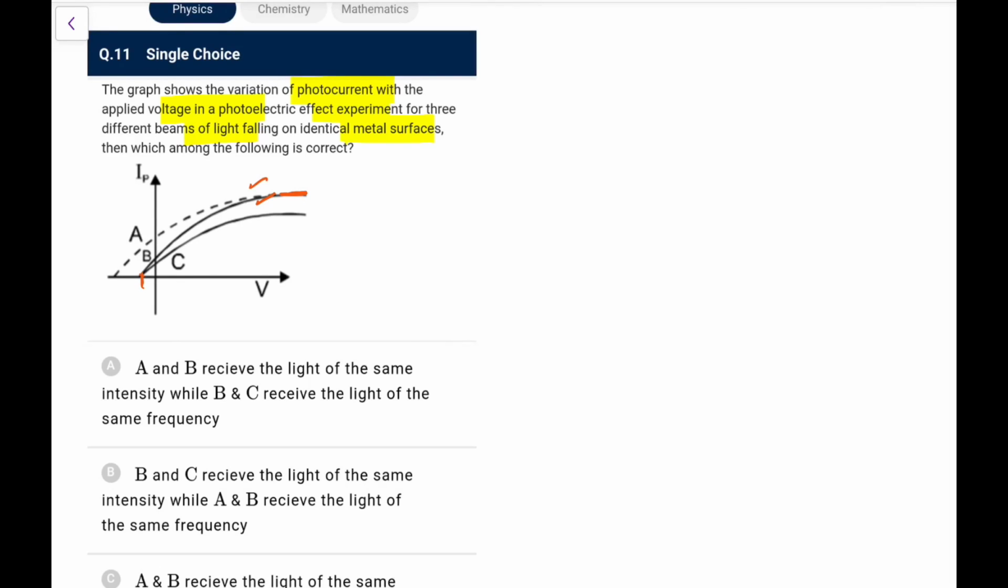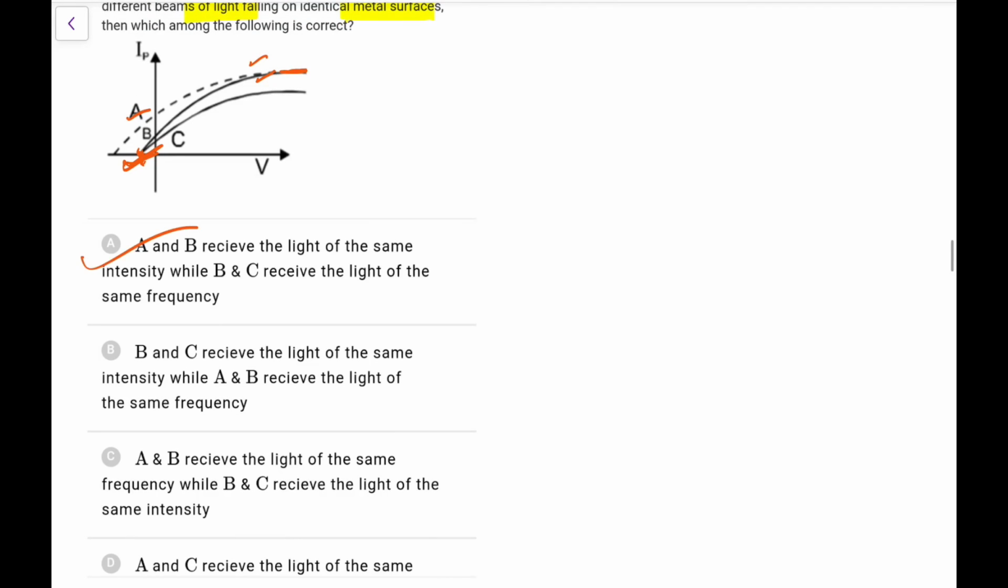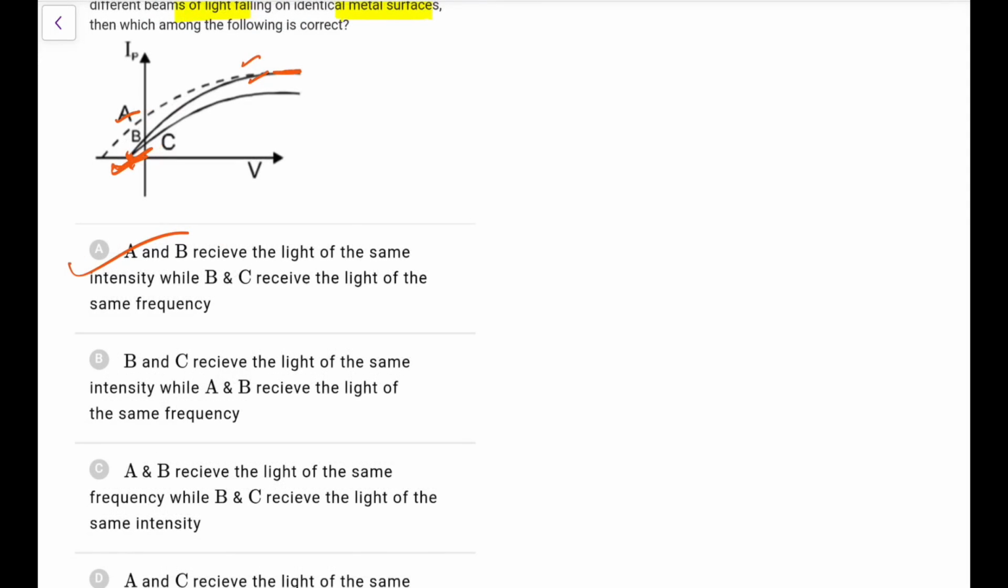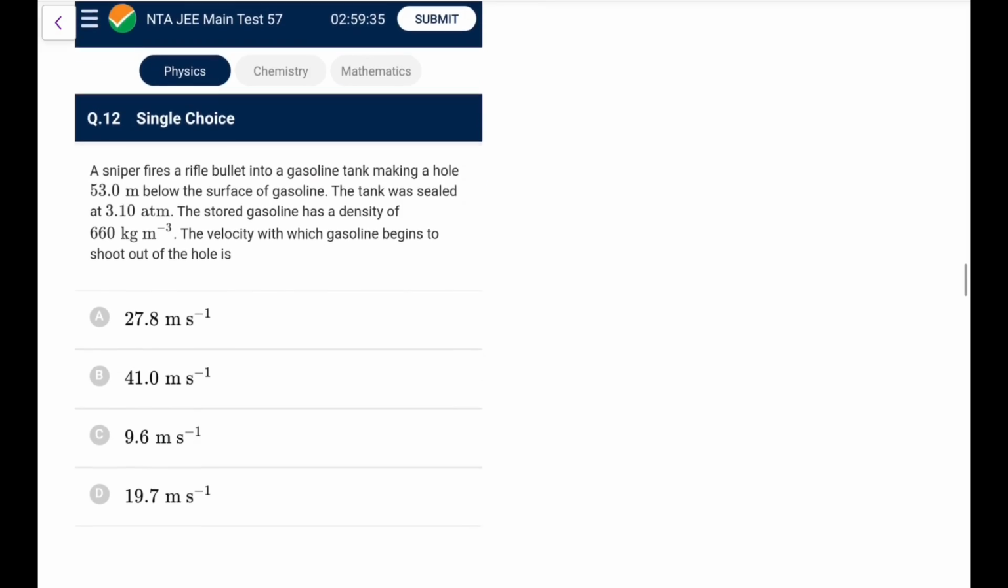Yes, the stopping potential is the same. That means K max is the same, or you can say the phi is going to be the same for B and C. So frequency is going to remain the same because the metal surface is the same. So B and C are receiving the same frequency, and A and B have the same intensity. Intensity of A equal to intensity of B greater than intensity of C. So looking at these options, option A is the most appropriate. So this was A. Next goes on.